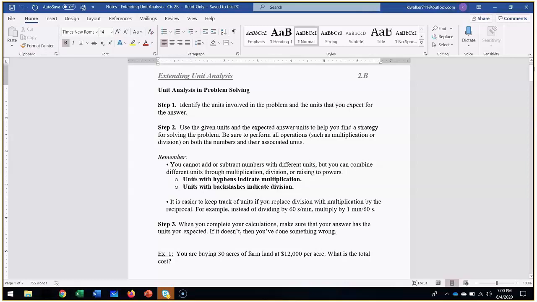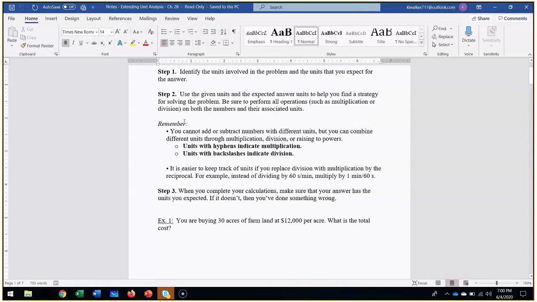Another thing to keep in mind: you cannot add or subtract numbers that have different units, meaning you can't add milligrams and inches together, for example. There's no way to do that. But you can multiply and divide them. If you see units that have hyphens between them, for example, the kilowatt-hour, you'll see that later on. There'll be a hyphen between it, and that means that the kilowatt was multiplied by the hours. That'll all make more sense when we get to that. But look for a hyphen, and that indicates multiplication.